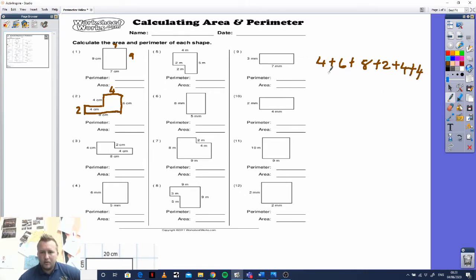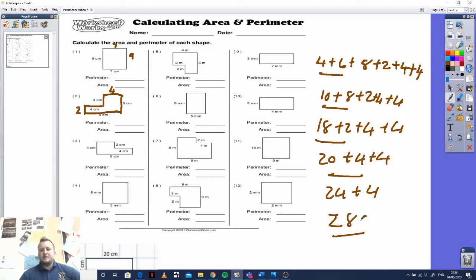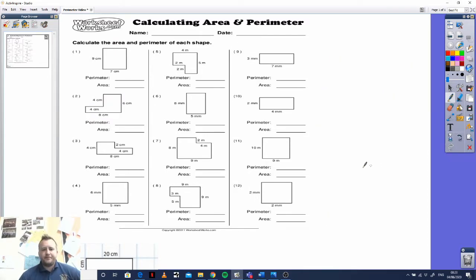So there you go, I've got all of the distances written down on the shape. Now I'm going to add them together, very slowly. 10 plus 8 plus 2 plus 4 plus 4 plus 4. Let's do this one: 18 plus 2 plus 4 plus 4. Let's do these two: 20 plus 4 plus 4. These two: 24 plus 4. 28. So 28 centimeters is the distance around that shape over there.